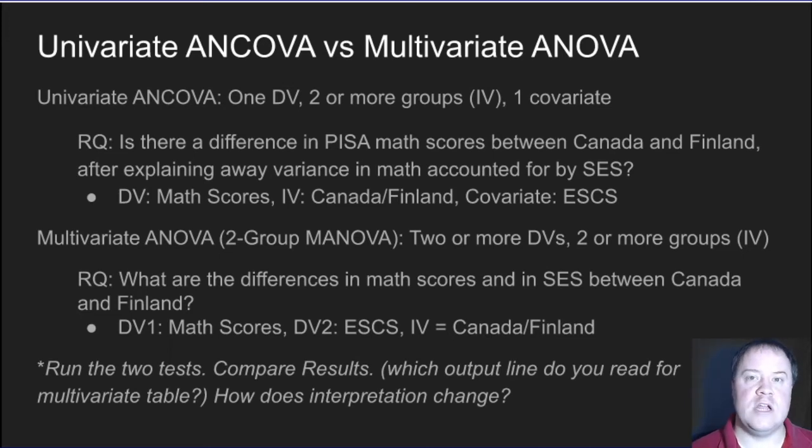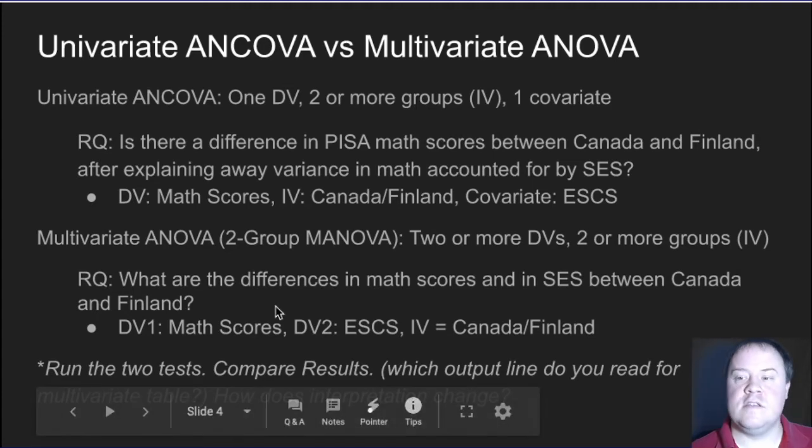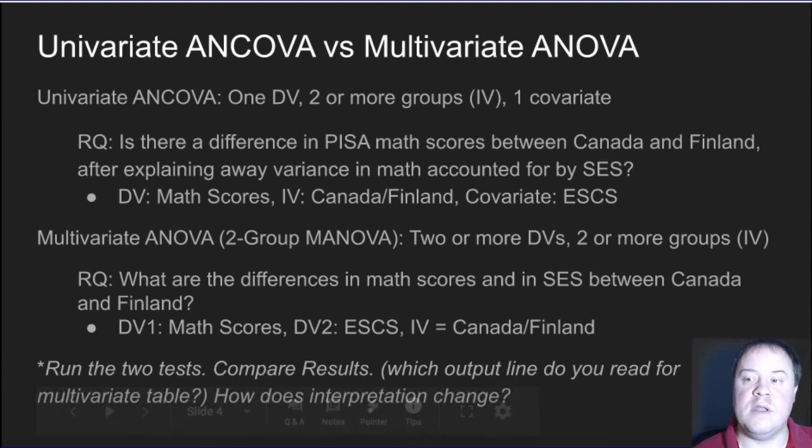So in this case, we're not trying to separate them out. We're not trying to say what happens after the variance of SES is soaked up. We're actually saying, let's look at them simultaneously and see if there's differences anywhere in all of this. So the dependent variable in this case is mathematics scores. We're going to use PV1 math. The second dependent variable is going to be SES. And then the independent variable is Canada or Finland.